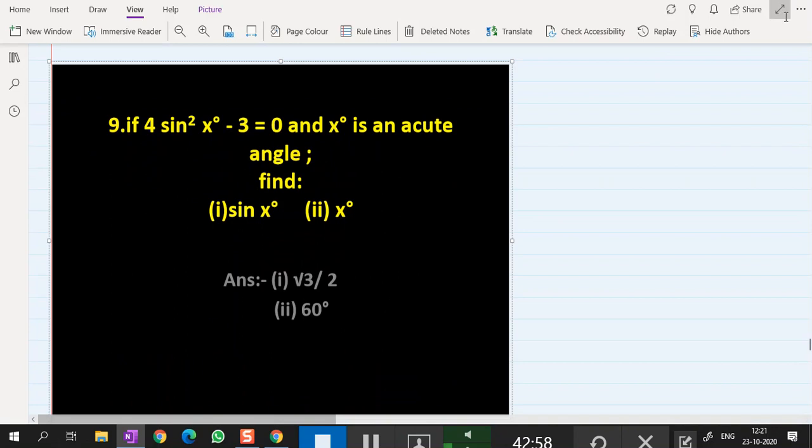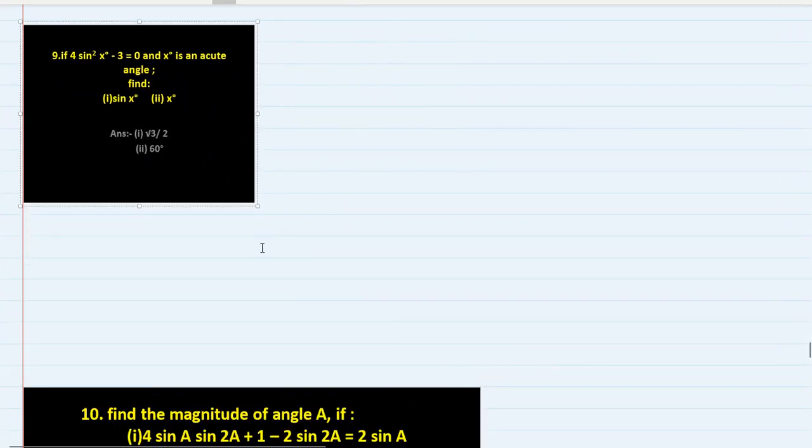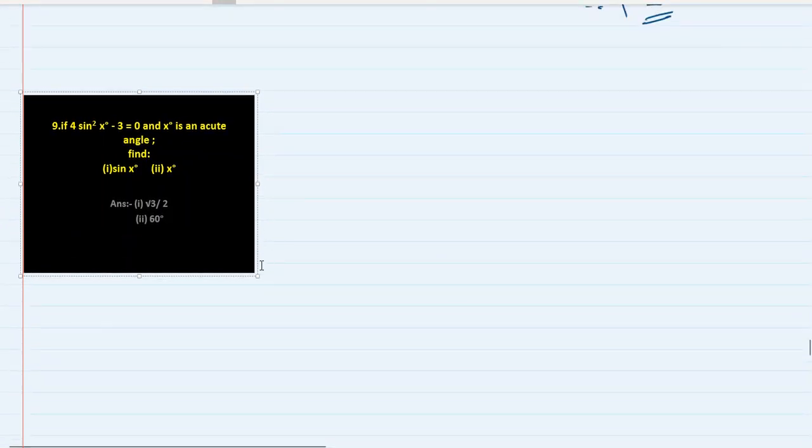So, do you now agree with me that this chapter is smaller? The previous chapter 22 was lengthier. It was quite lengthy. This is a very small chapter.